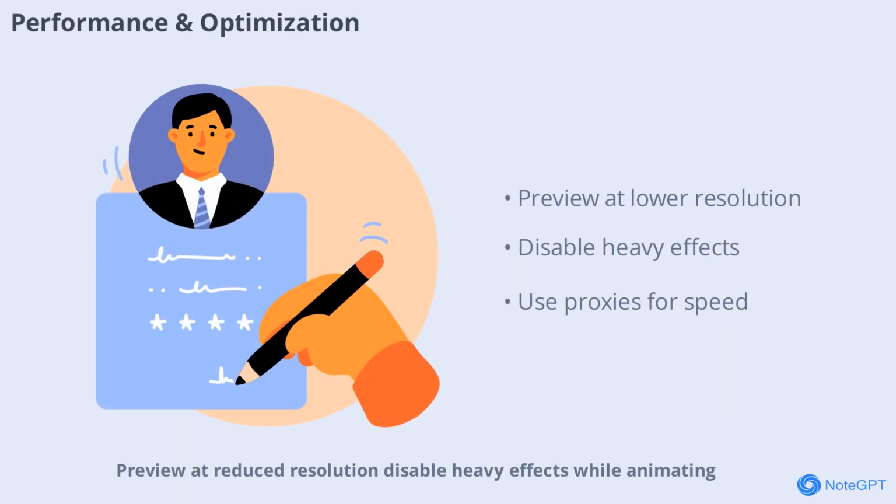Preview at reduced resolution, disable heavy effects while animating, and use region of interest for faster previews. Keep unnecessary layers disabled, pre-render complex sections, and maintain a healthy cache. Use proxies for heavy footage and save frequently to avoid losing work.